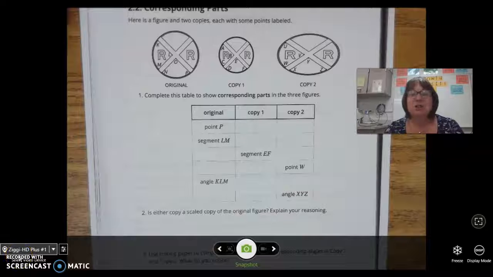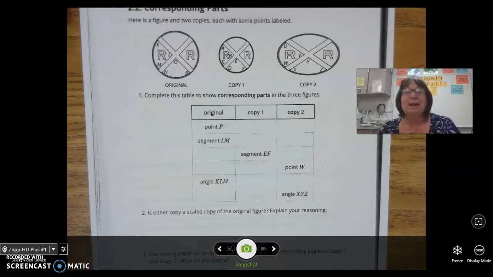This is lesson 2 in unit 1 of your workbook. It's on page 14. So this is where we're starting today. We have a figure and 2 copies, each with some points labeled. When you look at those figures, you may start to notice some things about them. So let's first just complete the table.